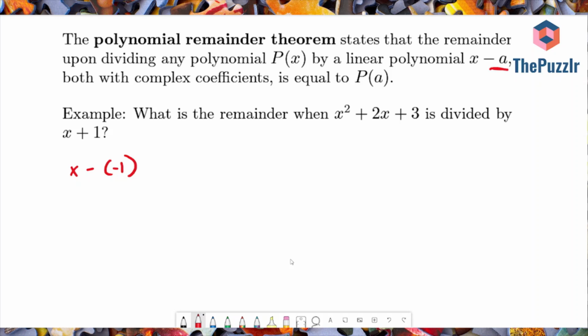And now, if you plug in negative 1 into this equation, you'd get negative 1 squared, which is 1, plus negative 1 times positive 2, which is minus 2, and then plus 3. So 1 minus 2 plus 3 gives us a remainder of 2, and we didn't even need to do long division. And we're done. Let's look at some problems with polynomial remainders.